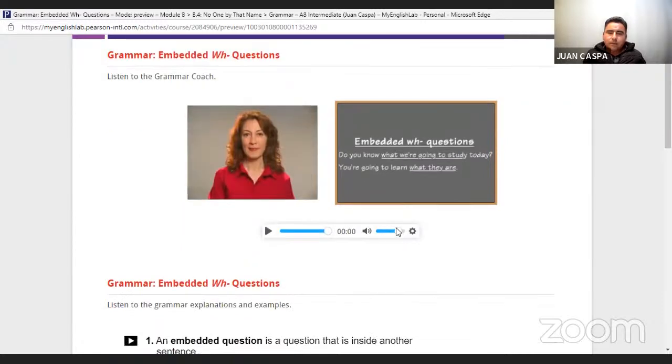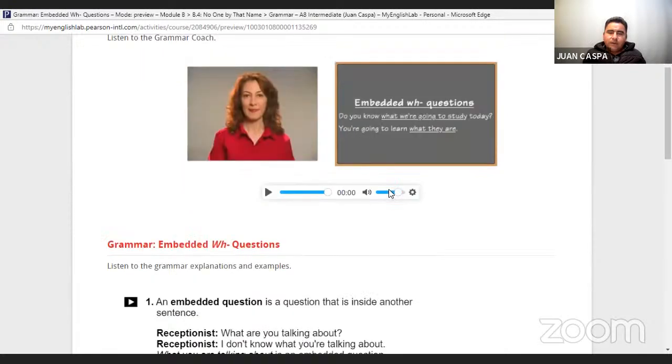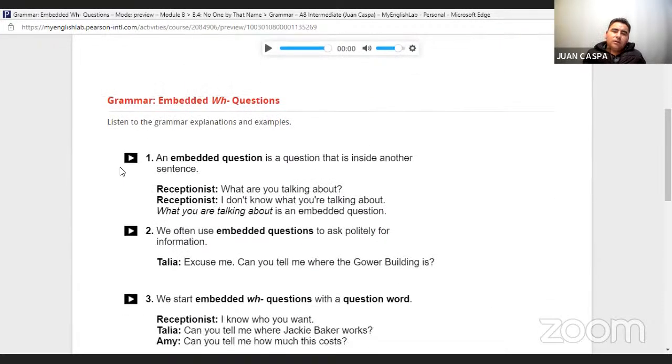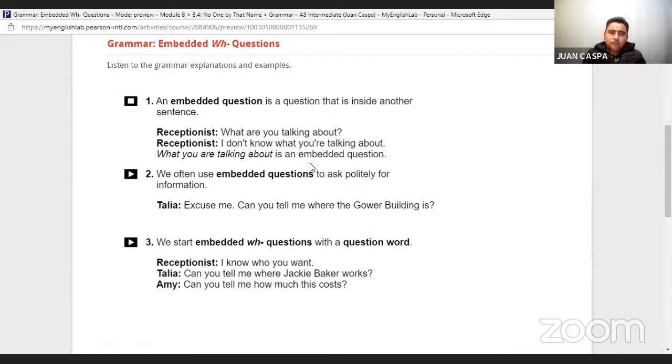Embedded WH questions. An embedded question is a question that is inside another sentence. What are you talking about? I don't know what you're talking about. What you are talking about is an embedded question. We often use embedded questions to ask politely for information. Excuse me, can you tell me where the Gower building is?